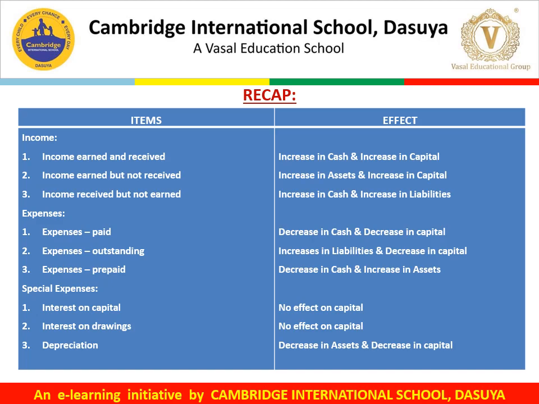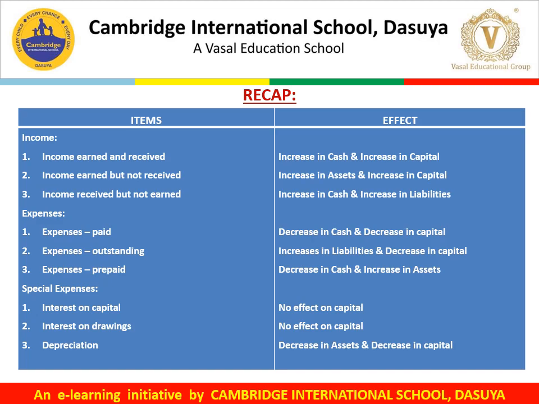The third one is income received but not earned. In this case, the effect would be an increase in cash, that is an increase in assets, and an increase in liabilities also, because income received but not earned is a liability. It is the income received in advance for the work to be done in the future. So again, I'll discuss: income earned and received, increase in cash and increase in capital. Income earned but not received, increase in assets, increase in capital. Income received but not earned, that is increase in cash and increase in liabilities.